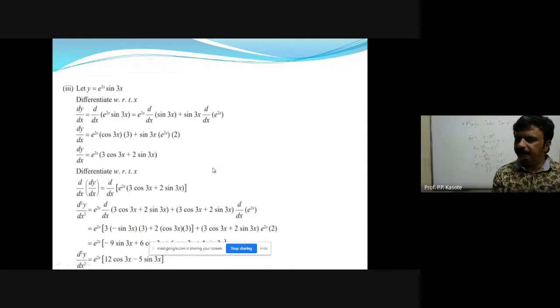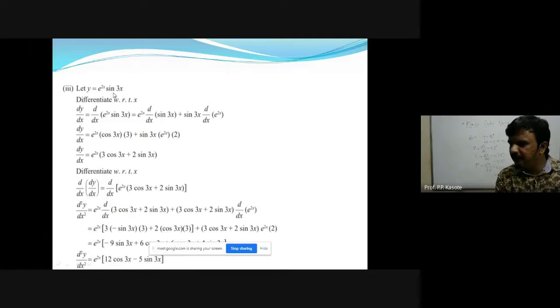Now see the third example. In the third example also we can see that two different functions are there, that is e raised to 2x and sine 3x. Now what is the speciality, or how is this example different from the second one? Because you can see that here both the functions are composite functions. E raised to 2x is a composite function. Similarly, sine 3x is also a composite function. Here we'll have to use the product rule only, but the product rule for composite functions.